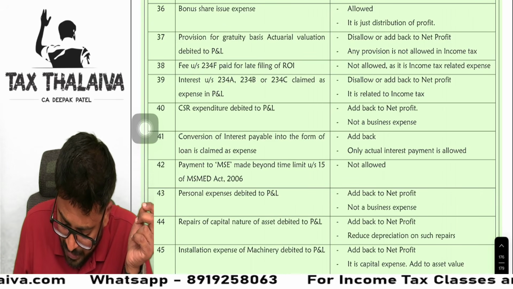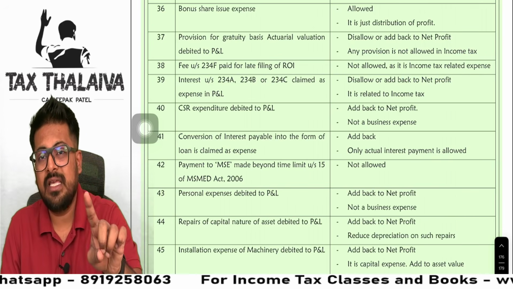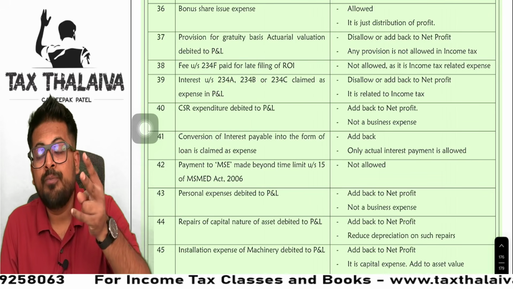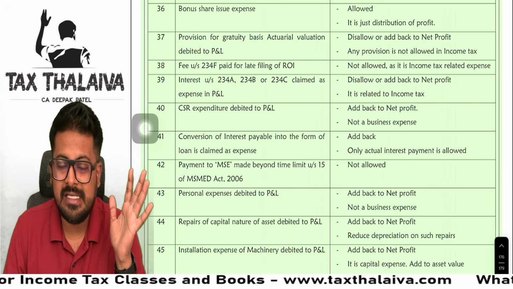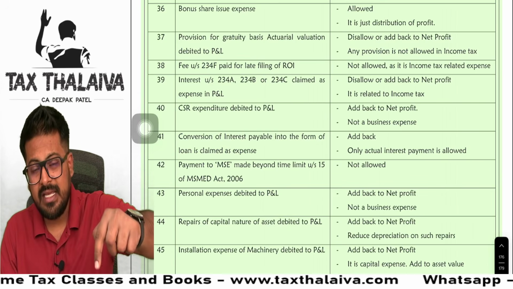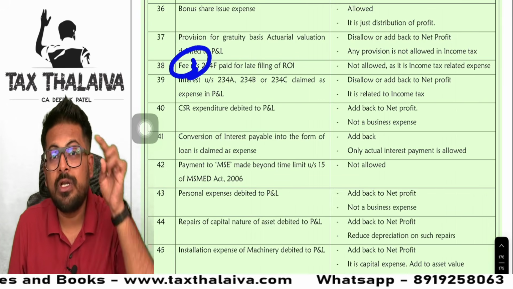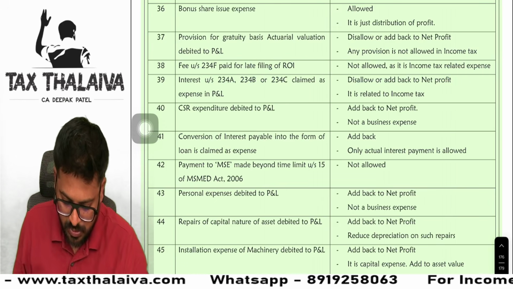Fees under section 234A not allowed, as it is income tax related expenditure. First thing you have to remember, any kind of income tax related expenditure is not allowed. But fees for late filing of GST returns, you can claim it as expenditure because that is a fees and it is related to GST. Here it is fees, this is allowed. But the problem is this is related to income tax. So that is why it is not allowed, guys.